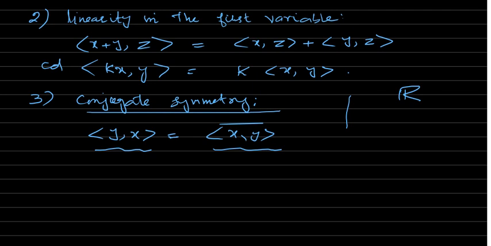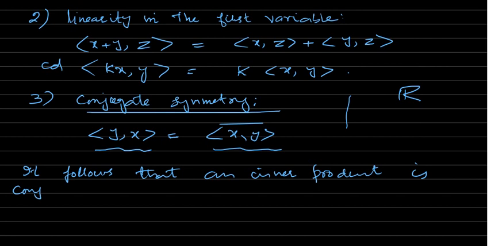So from these three properties, we can also see that this inner product is conjugate linear in the second variable. It follows from these three properties. That's not a property of the inner product; it follows from this definition actually. We can use these properties, because it follows from these three properties. It follows that an inner product is conjugate linear in the second variable.